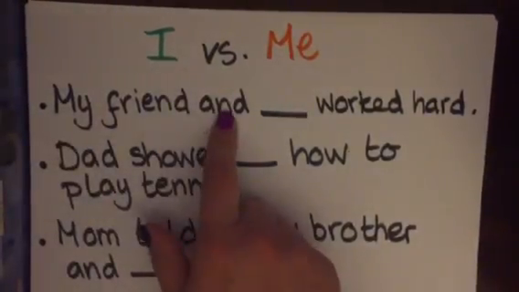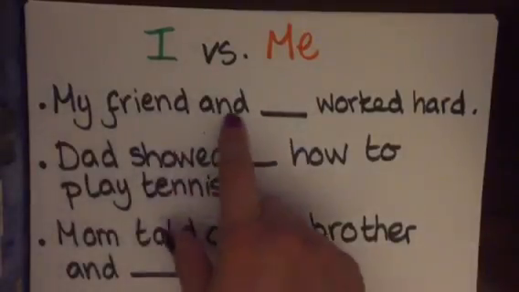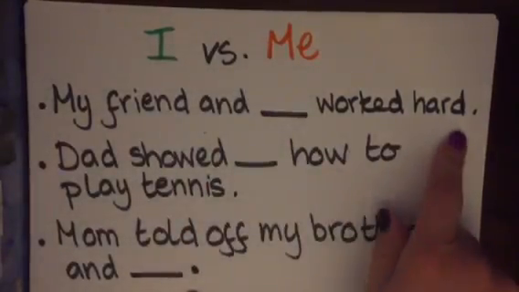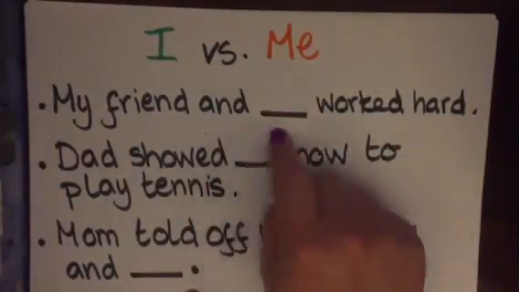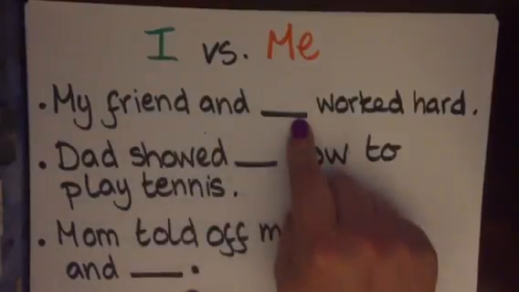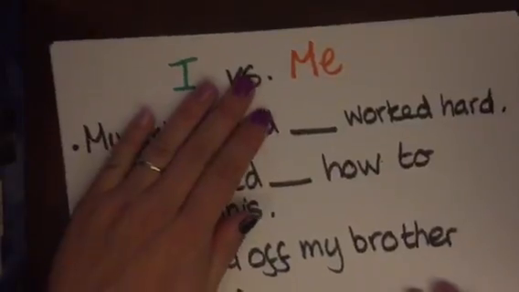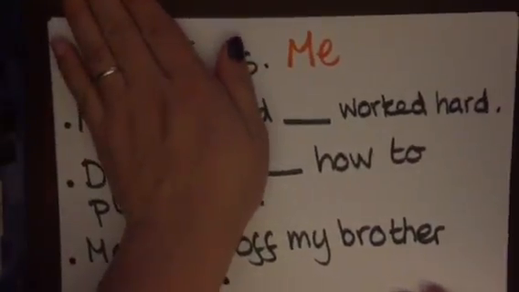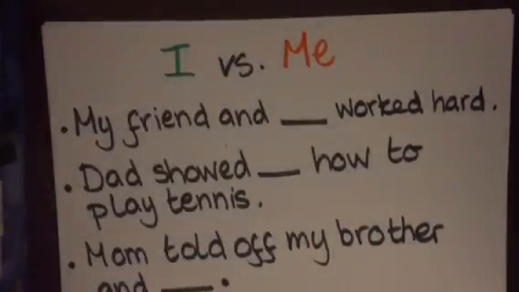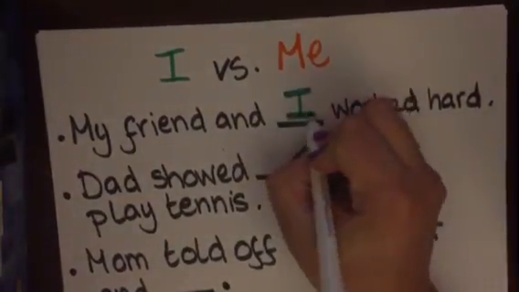My friend and I, or my friend and me, worked hard. Well, I'm not sure. Should I say my friend and I, or should I say my friend and me? Here's what I'm going to do. Pretend the other person wasn't there. Pretend it was just you. Would you say I worked hard, or would you say me worked hard? And you know it. You know what you would say. You would say I worked hard.